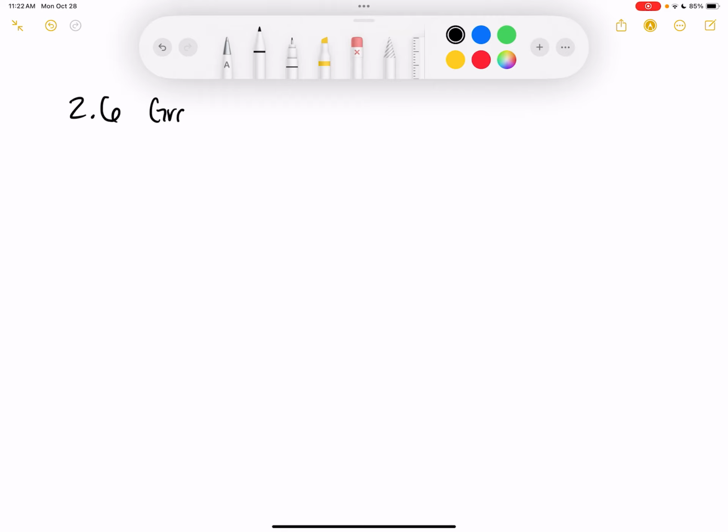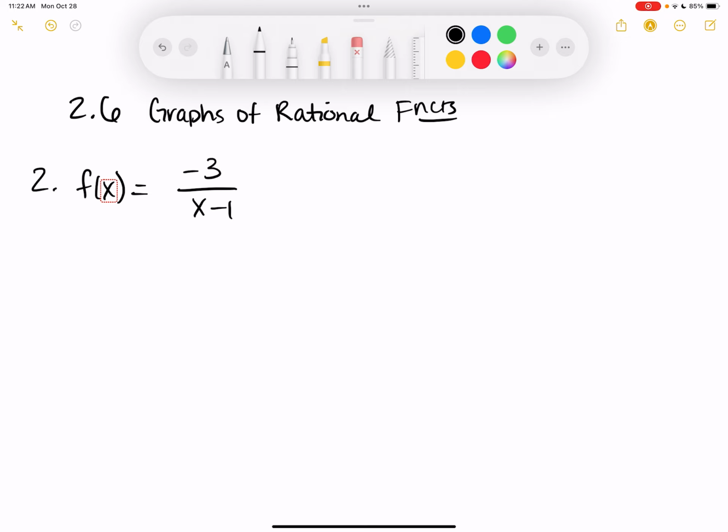Section 6, graphs of rational functions. Alright, so we're going to find the domain of the function and use limits to describe the behavior of f at the values of x not in its domain. So number 2, f of x equals negative 3 over x minus 1.